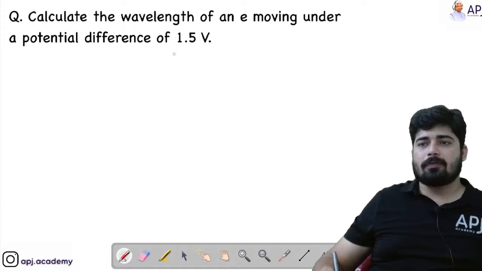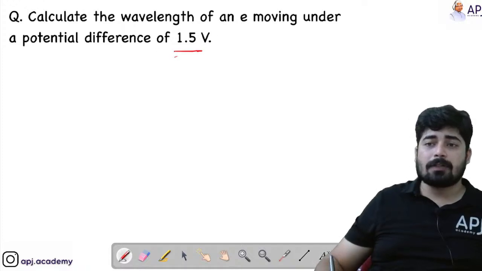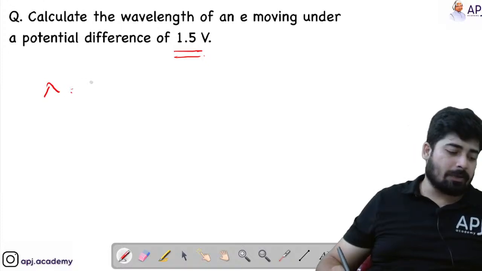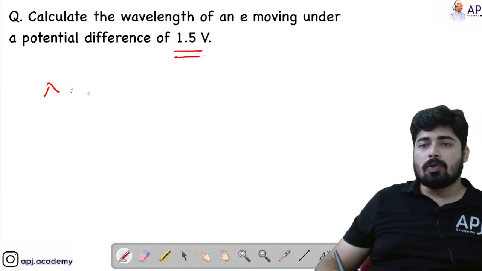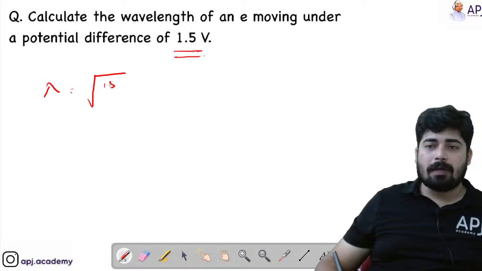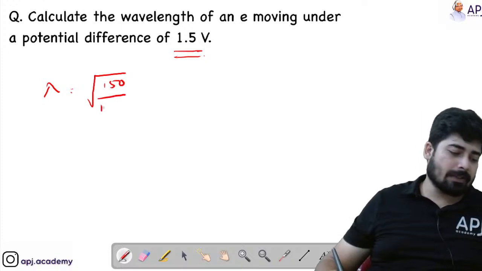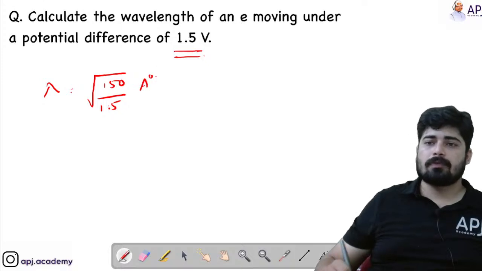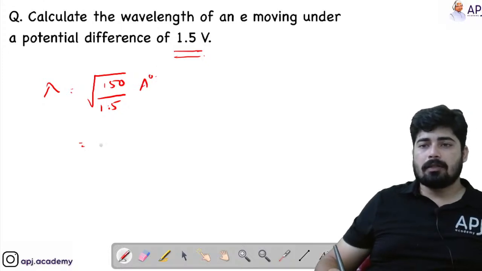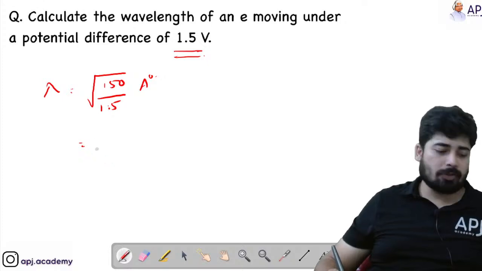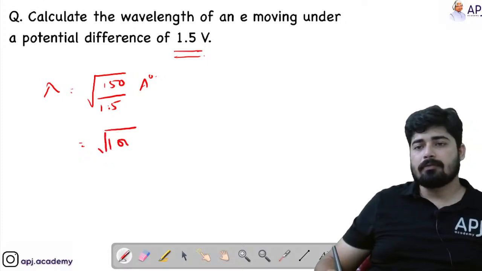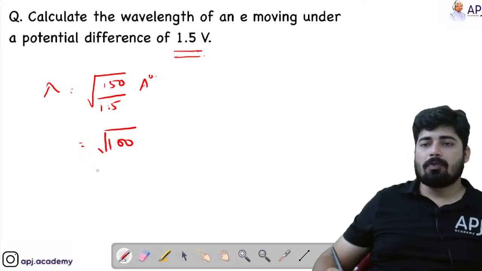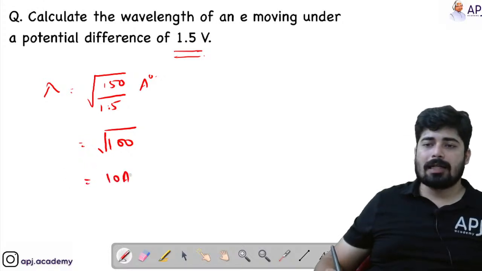Calculate the wavelength of an electron moving under a potential difference of 1.5 volt. Regarding the potential difference, we know the equation: lambda is equal to root of 150 by potential difference, that is 1.5, and we get the value in Angstrom. Here 150 by 1.5 is equal to 100, so root 100 is 10. So 10 Angstrom is the answer.